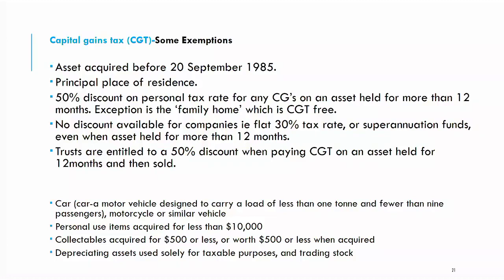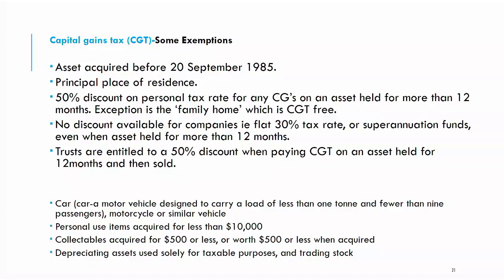No discount is available for companies, that is a flat 30% tax rate. For companies, no discount, even though they keep it for more than 12 months, flat 30%. Trusts are entitled to a 50% discount when paying capital gain tax on an asset held for 12 months and then sold. A trust is considered as a person in this case. If a trust keeps a property for more than 12 months and then sells it and gains a capital gain, you get a 50% discount.